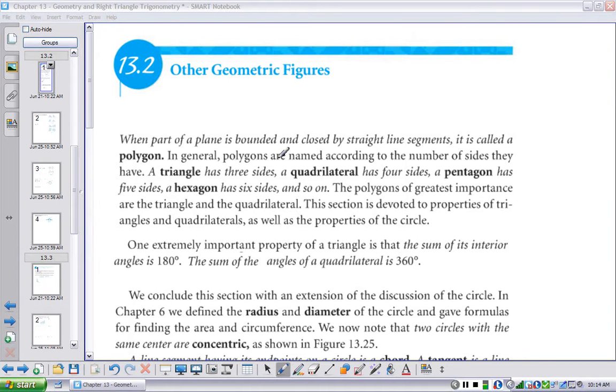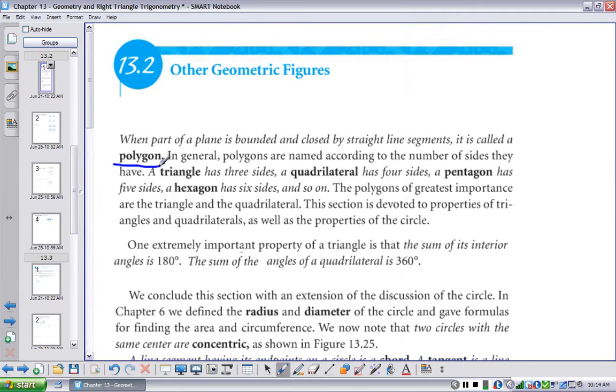It says when part of a plane is bounded and closed by straight line segments, it's called a polygon. The root of that word is poly. Poly means many. So a triangle is a polygon. It has 3 sides, tri. A quadrilateral has 4 sides. It's a polygon. A pentagon has 5 sides, and a hexagon has 6 sides, and it keeps on going.